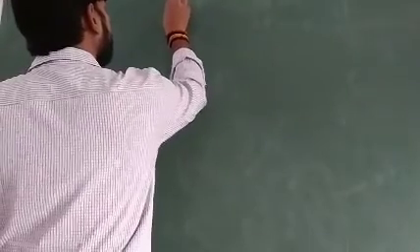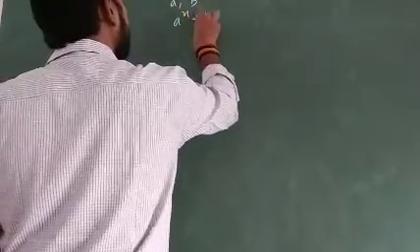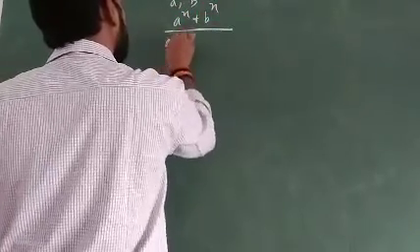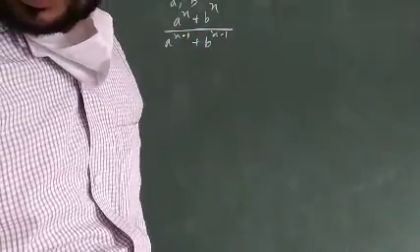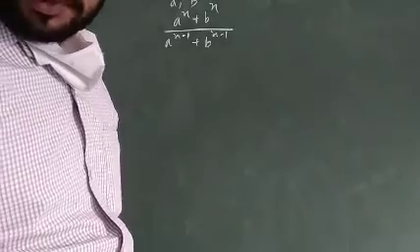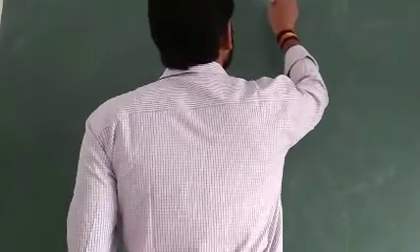Now we will see one question. If the arithmetic mean of A and B is (A power n plus B power n) upon (A power n minus 1 plus B power n minus 1), then the value of n. You have to find the value of n.